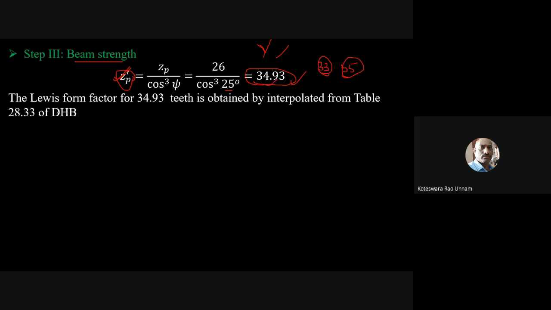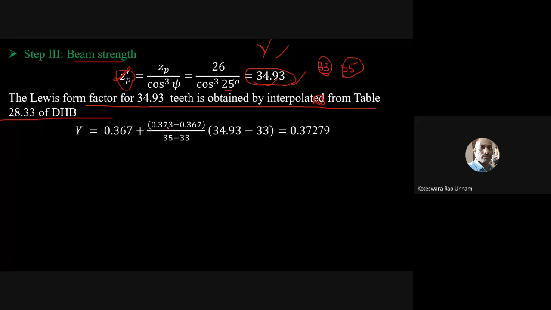Now for these 34.93 teeth, you need to calculate Y. Using the data book, you need to use the interpolation formula. You have the form factor Y values in table 28.33 for 33 teeth as well as 35 teeth. Using these two values, you can interpolate to get the Y value for 34.93. So the Lewis form factor for 34.93 teeth is obtained by interpolation from table 28.33 of your design data handbook. For 33 teeth it is 0.367 and for 35 teeth it is 0.373.